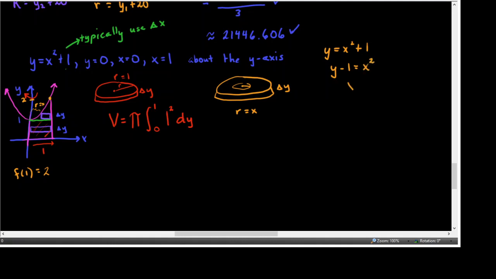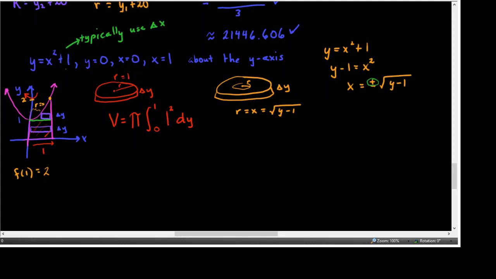So solving for x, we would get x equals plus or minus the square root of y minus 1. And of course, we're dealing with the positive x's for this half of the parabola that's actually being used. So we would want to make sure that we keep the positive version of that. So that means that our r, which was x, this is little r by the way, is now known to be the square root of y minus 1, that function of y.